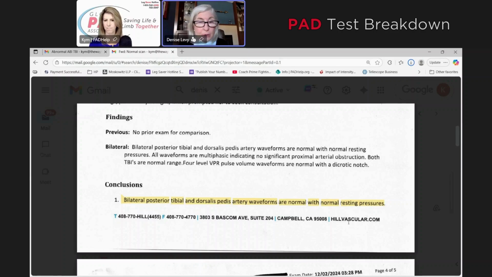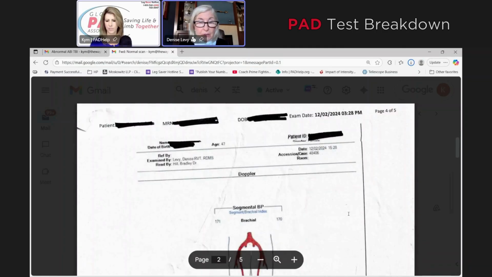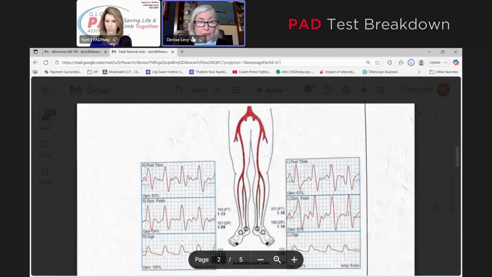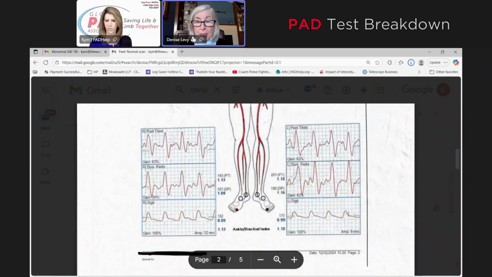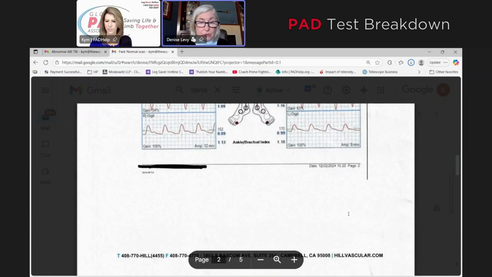So she has normal ABIs and she has a normal pulse volume recording, which is what we do to confirm all levels. And as you go down, look at these wonderful waveforms. We call this triphasic, where it goes up, down, and back up again. So this is a nice normal waveform, plus the toe, the PPG, the plethysmography on the toe is nice, and it has a notch in the waveform as well. So all these numbers are normal, and the toe is 8.9 and 9.9, so that's normal as well.